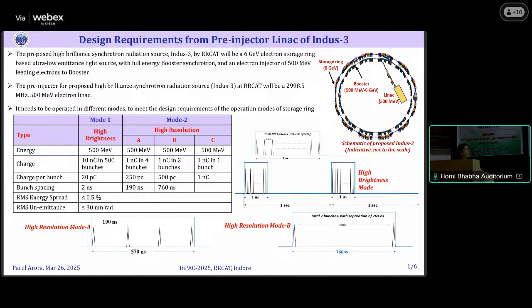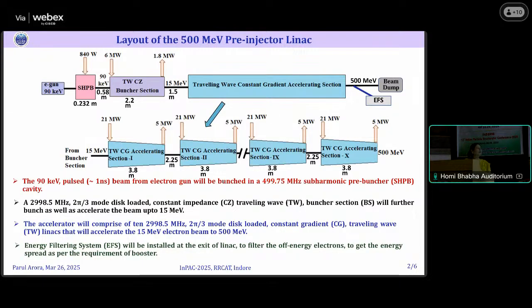However, if we see the energy spread and the RMS emittance, the requirement is similar for all the modes. Hence, high resolution mode C, which has the maximum charge per bunch, that is 1 nanocoulomb per bunch, was more stringent to obtain. So this is the present layout of the 500 MeV pre-injector Linac, which is currently adopted. It will have a 90 kV gun, and it will give beam current ranging from 40 milliamperes to 2 amperes as per the mode requirement.